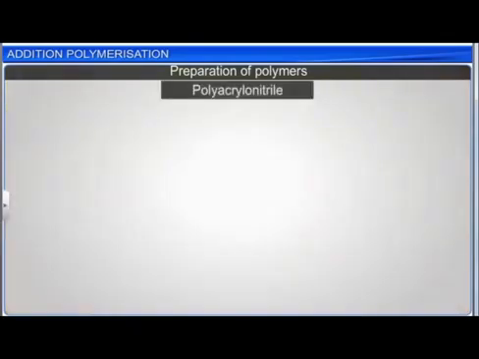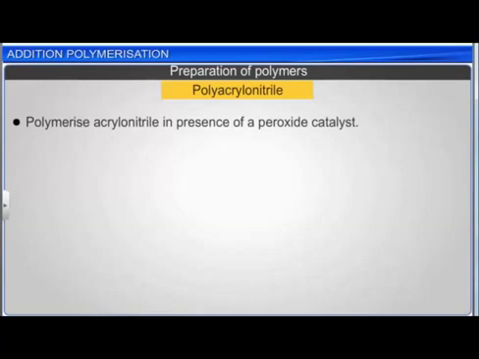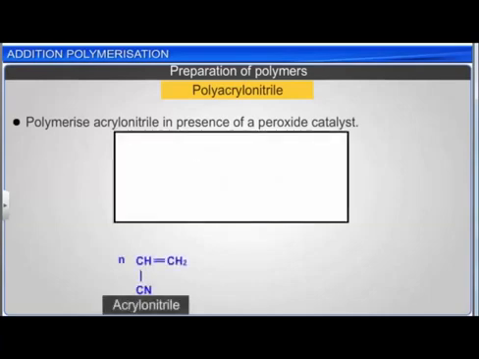Another important addition polymer is polyacrylonitrile. This polymer is formed by polymerizing acrylonitrile in the presence of a peroxide catalyst. The overall reaction is shown here.